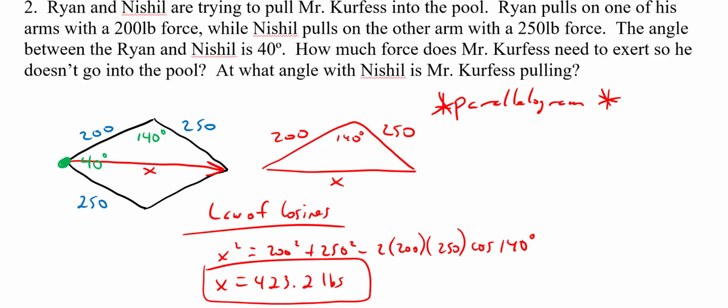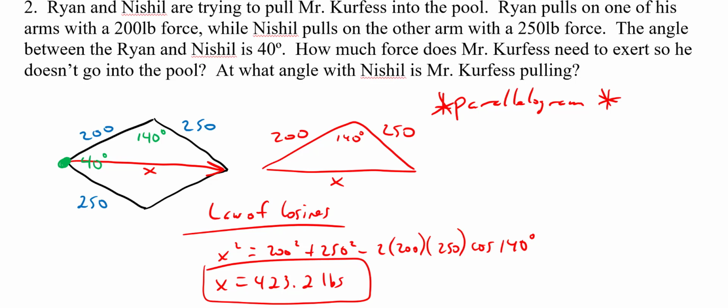Okay? That's pretty reasonable. So let's think a little logically. Again, does this make sense? If Ryan's pulling at 200 pounds and Nashil's pulling at 250 pounds, what is the most that they could possibly pull against me? Do you agree that if it's like tug of war and they're one behind the other, the most could be 450 pounds. And this is less than 450. So that's actually a good sign.